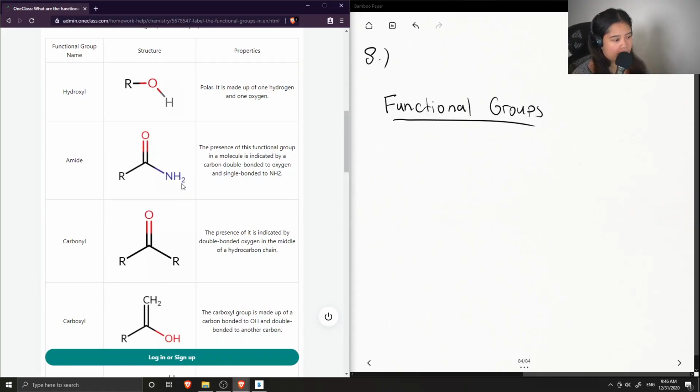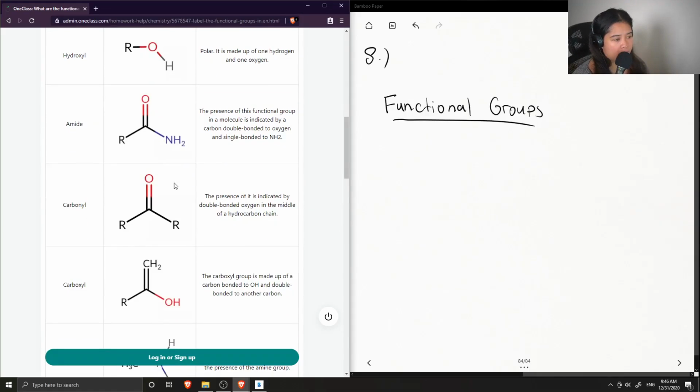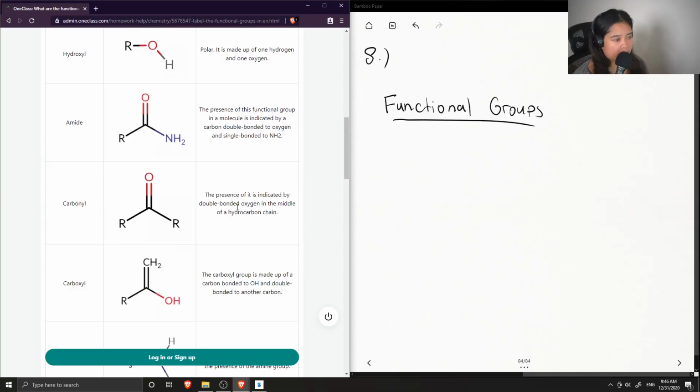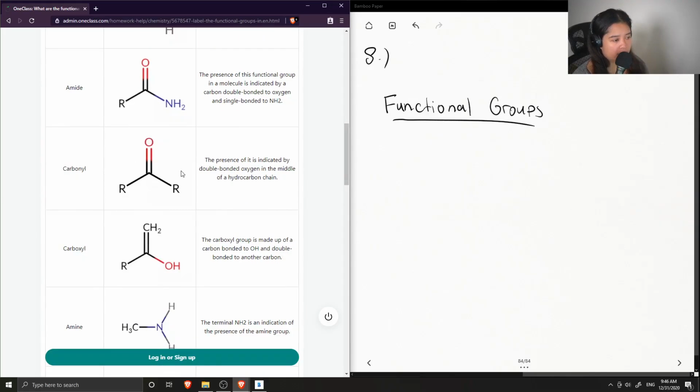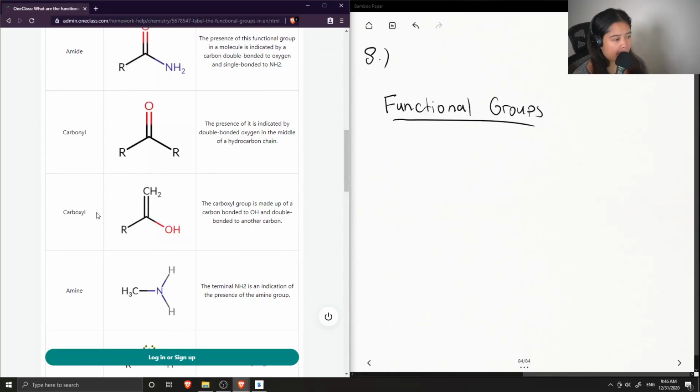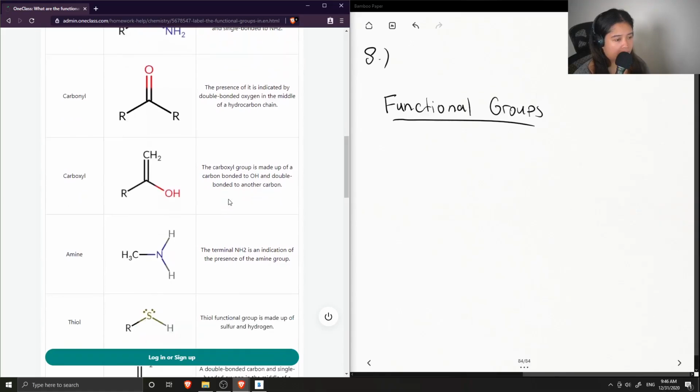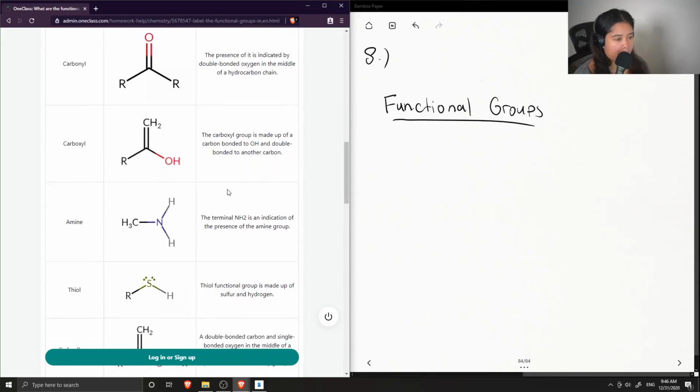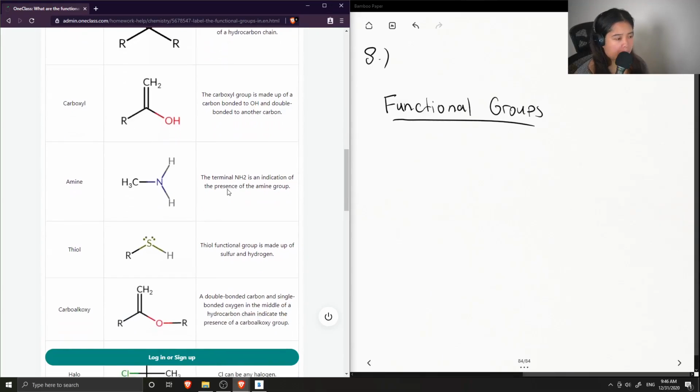Amide, so presence NH2, carbonyl. So this is also known as a ketone. Carboxyl. The carboxyl group is made up of a carbon double bonded to OH. They have the amine, thiol.